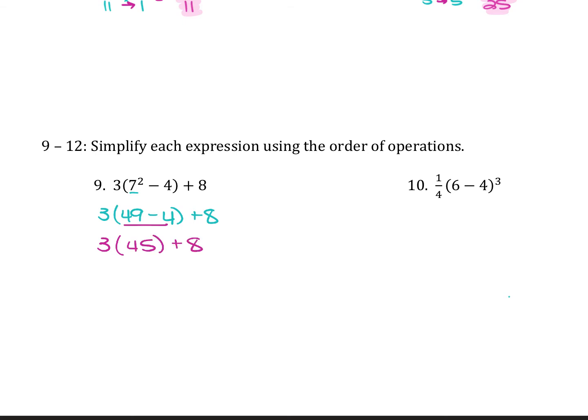Next, you'll do your multiplication. So the 3 times 45, 3 times 5 is 15, carry the 1. 3 times 4 is 12, plus 1 is 13. So that gives us 135 plus 8. The 5 plus 8 is 13, carry the 1. The 3 plus 1 is 4, and that 1 you drop down. So it's just 143.